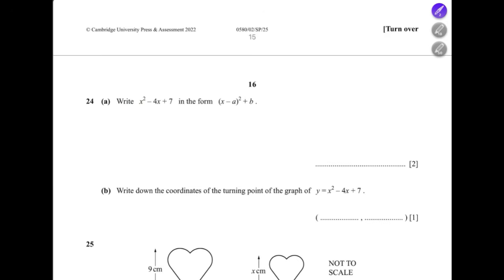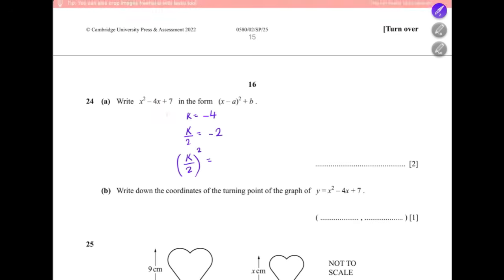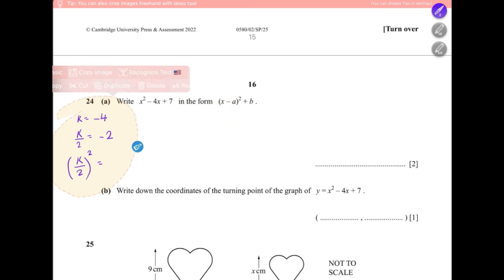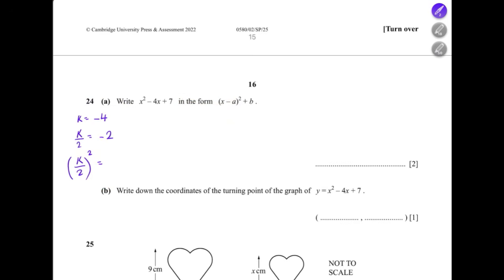Next, write x squared minus 4x plus 7 in this form. Okay, so we need to identify k, which is the coefficient of x. So this is negative 4. Then we have to half it. K divided by 2 is going to be negative 2. And then you have to square this. K by 2 squared is going to be negative 2 into negative 2. This is going to be 4, right?